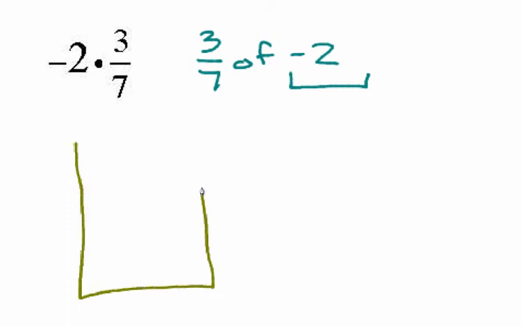Here we have another example with an integer multiplied by a fraction. We could think of this as 3/7 of -2. We'd have to draw 2 things out and split them into sevenths. Instead, I'm going to think of this as doubling, because I'm multiplying by 2. I'll deal with the negative sign in a minute. But let's say that I have 3/7 of something. So I have a whole 1 thing, and I'm going to split it into sevenths.